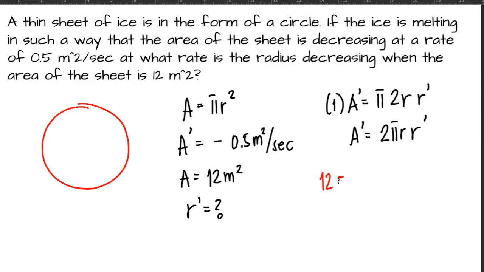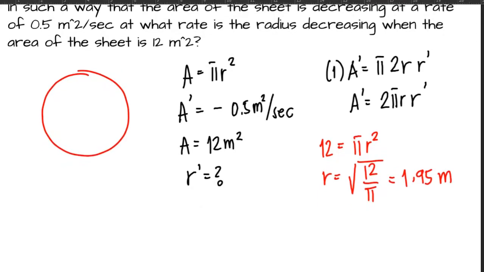Okay, 12 equals pi R squared. Kaya gusto ko makita kung anong R. R is the square root of 12 over pi. So, let's see. 12 over pi, square root. Okay, good. Square root of 12 divided by pi is equal to 1.95. Ang unit natin is meters. Okay, 1.95 meters.